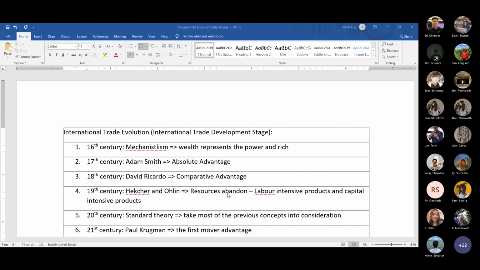That is Heckscher and Ohlin trying to add another variable into the equations. Okay, for Adam Smith and David Ricardo, they don't think much about the resources which are available in the economy or in their country. Okay, is that all right?